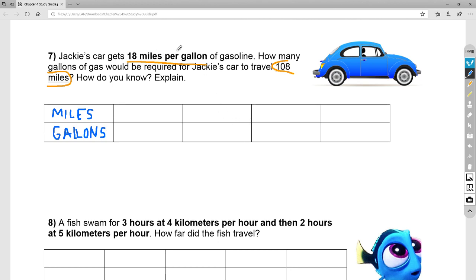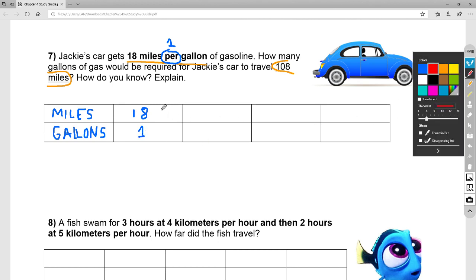So 18 miles per gallon. Remember, per refers to 1 gallon. So in 18 miles, I will use up 1 gallon of gas. So let's look at the relationship here. From the top to bottom, you're going from 18 to 1.